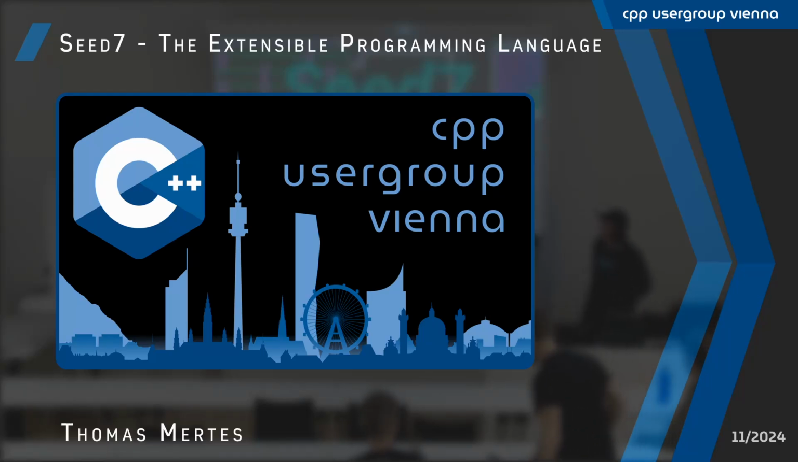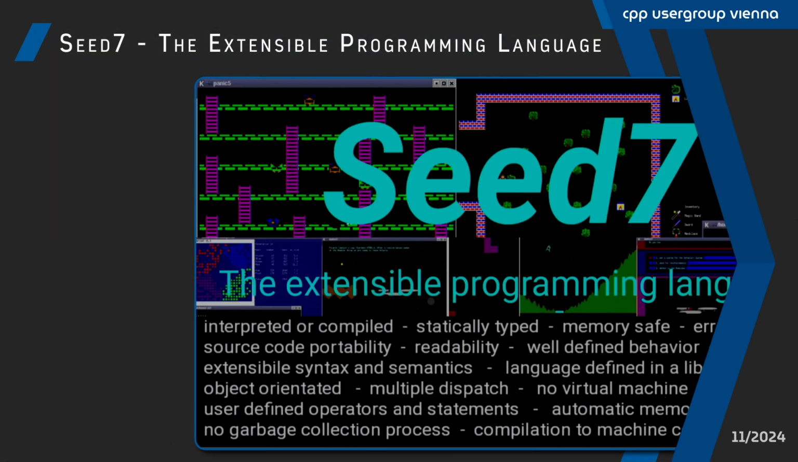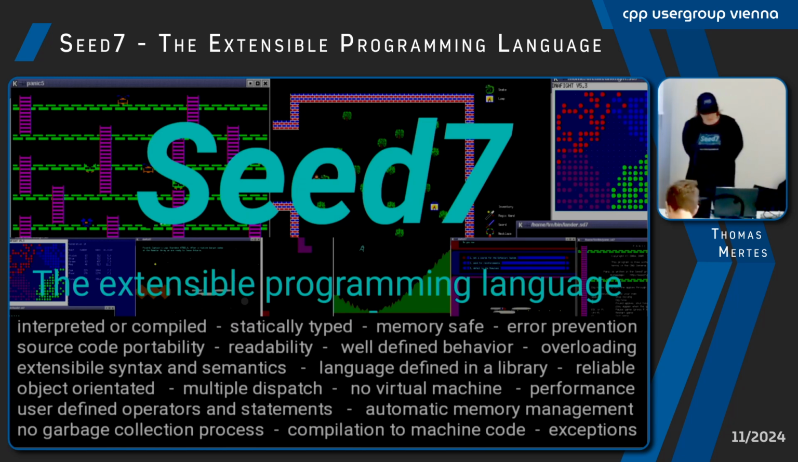I'm just the crazy guy who invented a programming language. The language is Seed7, and here you can see some of the features. It's based on the C language. This is the reason I'm here. So C++, C, some relationship. And Seed7 is statically typed. It can be interpreted or compiled. It's memory safe, and it's about portability, and it's about extensibility.